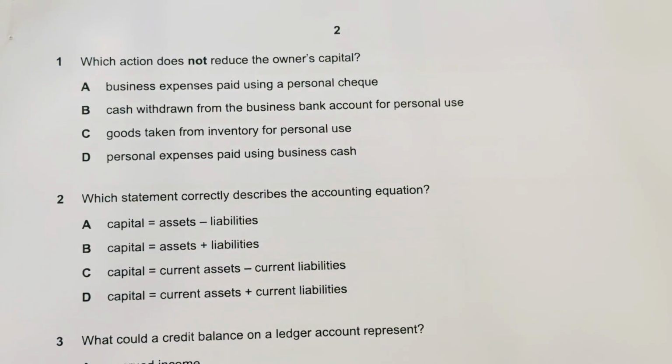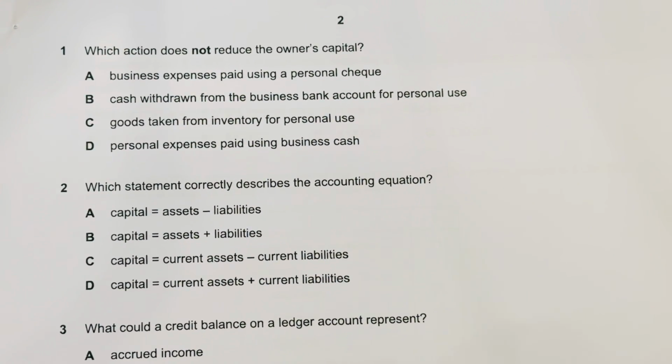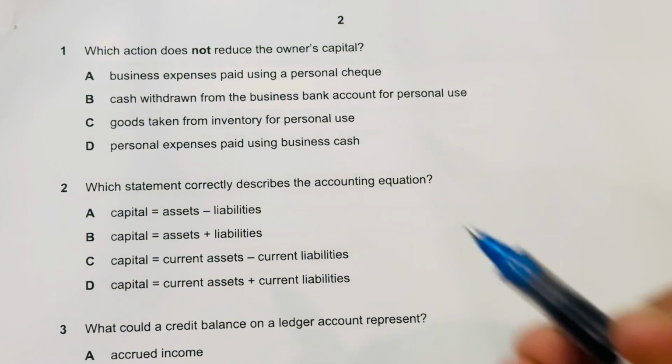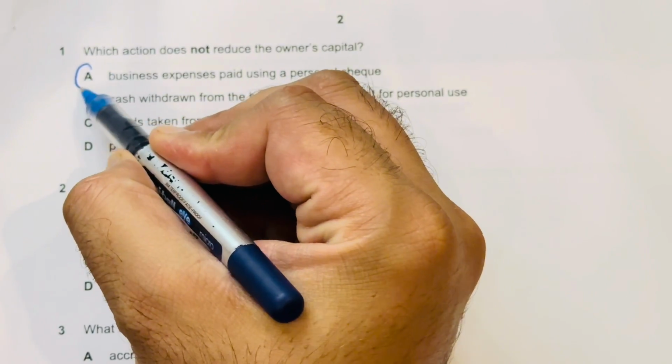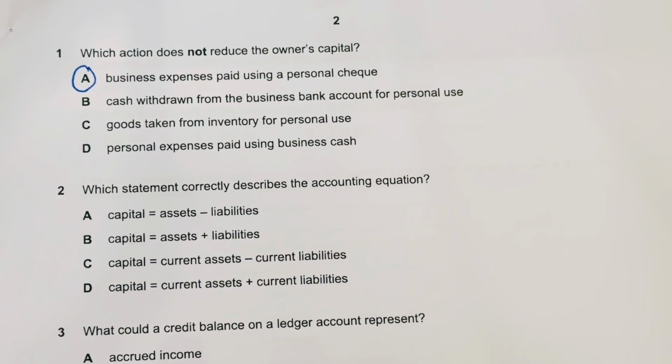Now we will start from question number 1. Which action does not reduce the owner's capital? Business expenses paid using a personal check? Yes, when a businessman uses his personal check to pay business expenses, his capital does not reduce. It is adding additional capital, so the original capital would not reduce. So option A is the correct option.